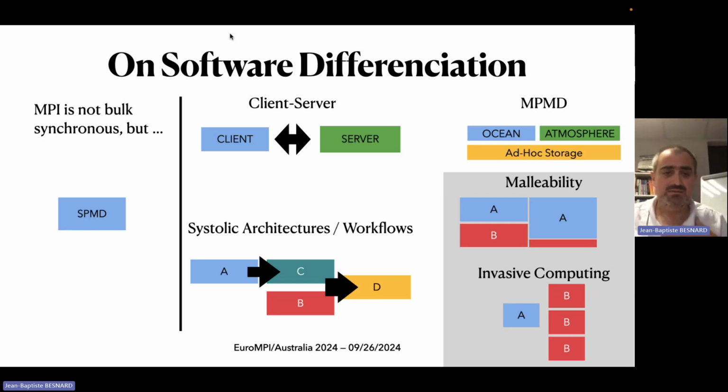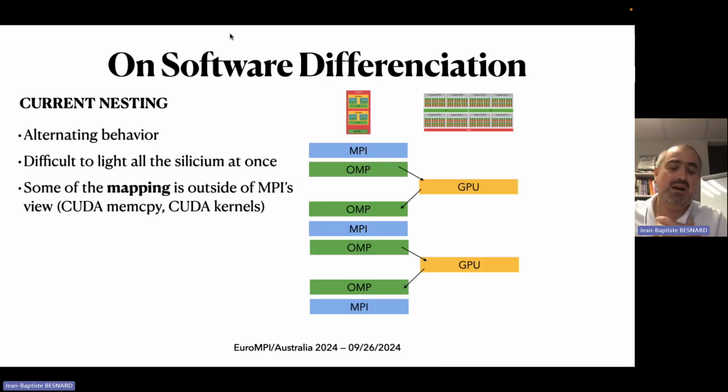But what does it have to do with what I was saying before about this fork join? If we look at how we do current nesting in Grace Hopper, again CPU plus GPU, but it's true also with other GPUs naturally, we have this alternating behavior. So on the CPU, you have MPI plus OpenMP. You may have a master or a single section sending a CUDA kernel to the GPU, and so you do a CUDA kernel, you do CUDA memcopies to do the layout, and you wait for the answer.